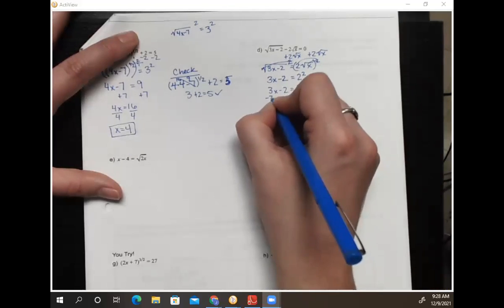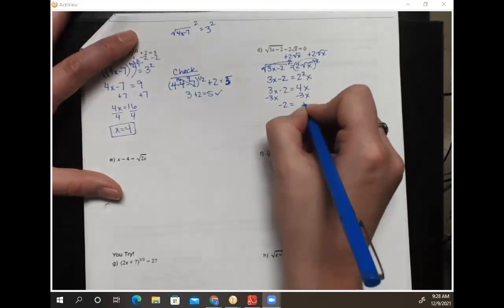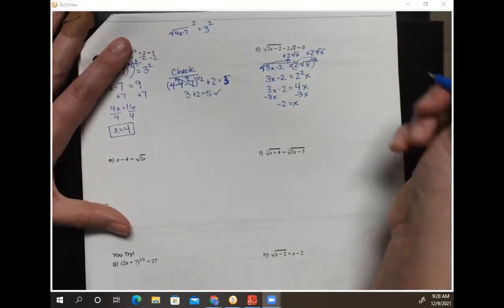Now I want to move the x's to the same side. So I'm going to move the 3x over to the 4x. And I get negative 2 equals x. And again, don't forget to check your solution.